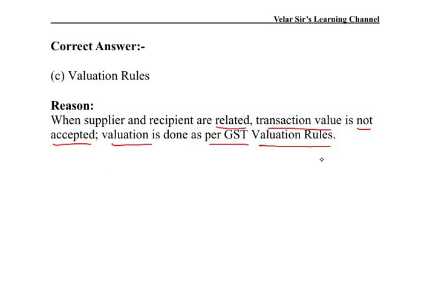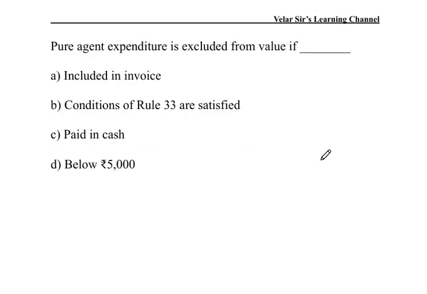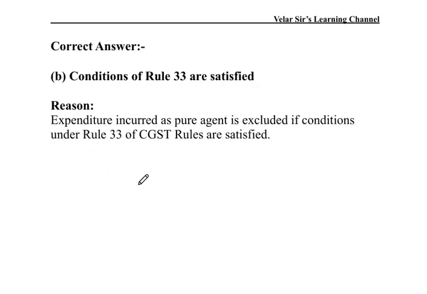Okay, the next MCQ. Pure agent expenditure is excluded from value if dash. The options given are: first, included in the invoice; second, conditions of rule 33 are satisfied; C, paid in cash; D, below 5,000. The right answer is B, conditions of rule number 33 are satisfied.